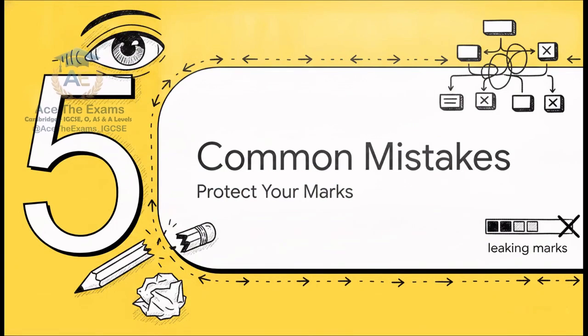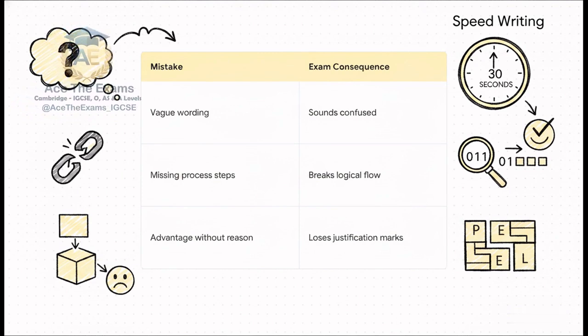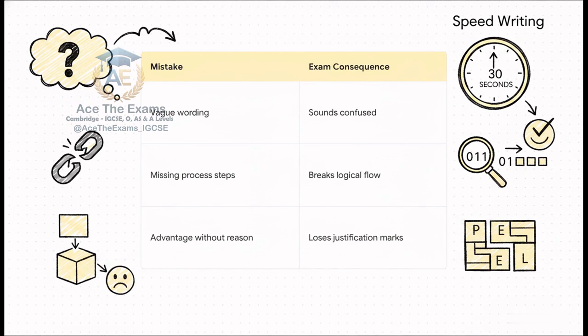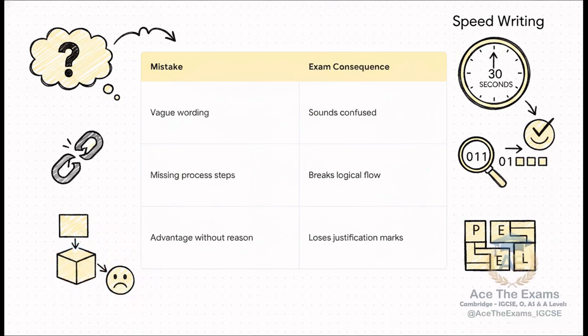Section 5, Avoiding Common Exam Mistakes. When we look through the strict lens of a Cambridge examiner, we can see exactly where smart students unnecessarily leak marks. You have worked way too hard memorizing the syllabus to lose points on sloppy logic. Let's look at the consequences in this table. Vague wording? It makes you sound confused and unsure. Missing process steps? It completely breaks the logical flow of a describe or explain question. Stating an advantage without providing the underlying reason, that instantly loses you justification marks. It is always better to logically explain the mechanism first before you state the consequence.